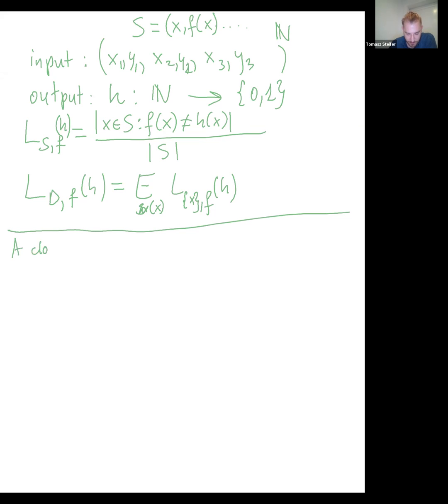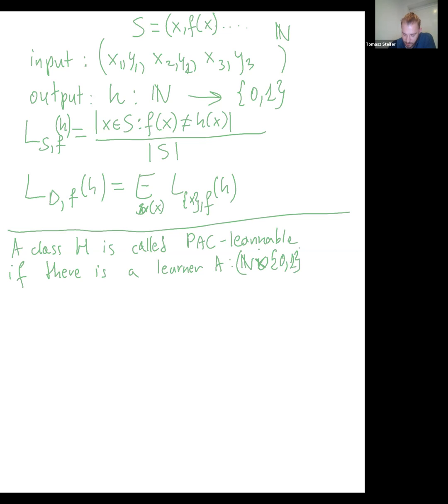So a class H, which is a class of functions from natural numbers into labels 0, 1, is called PAC learnable if there is a learner A, and the learner is a function which takes a finite set of natural numbers with labels and outputs a hypothesis.